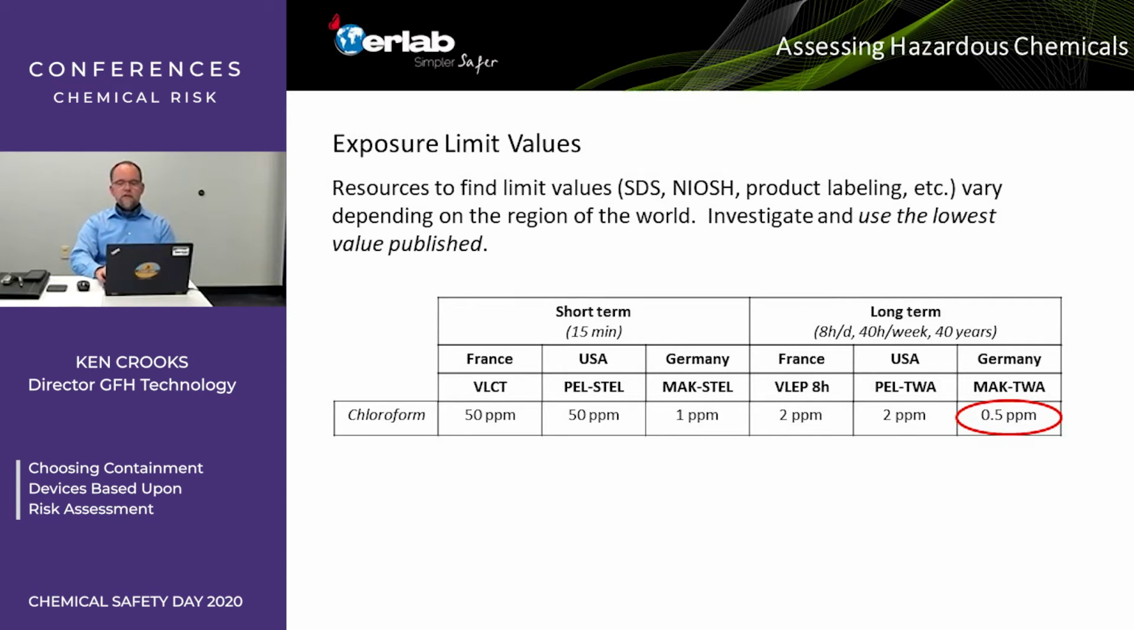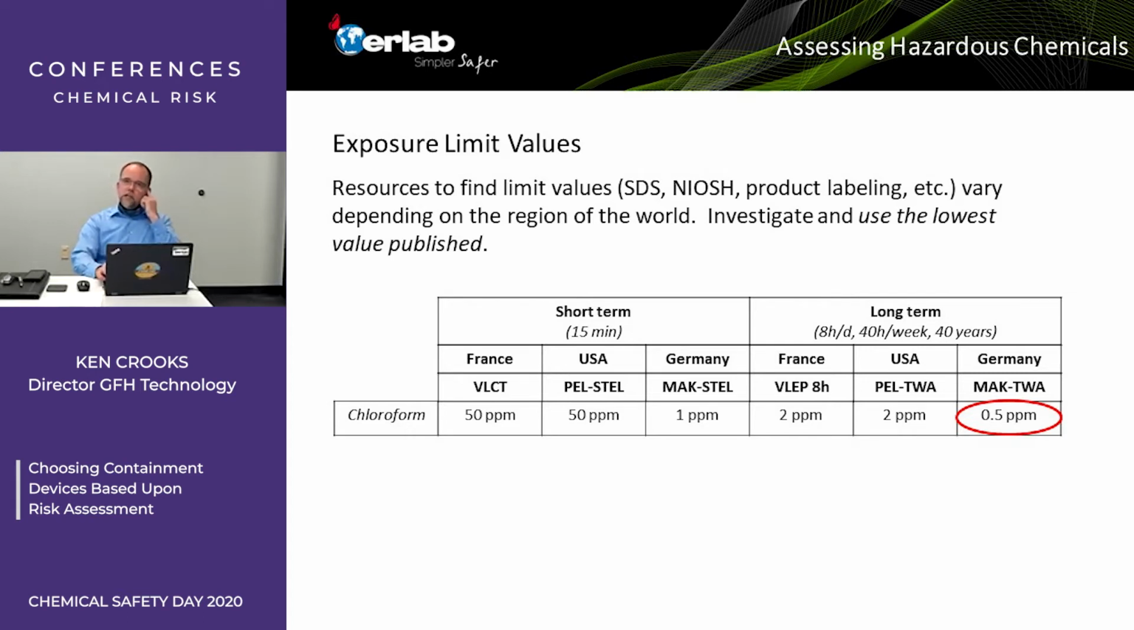Same thing here. In all regions of the world, we approach it from both a short-term exposure limit and a long-term exposure limit, right? We're just using three different examples here: France, US, and Germany. If we look at, let's say, just randomly picking chloroform, you'll see that the short-term exposure limit is 50 ppm in both France and US. However, in Germany, they're much more strict, with a maximum concentration of just 1 ppm on short-term.